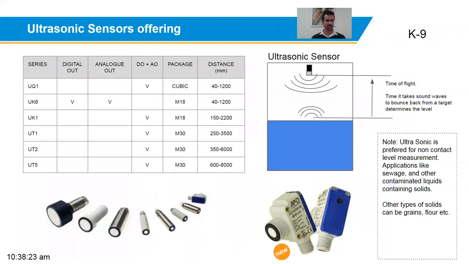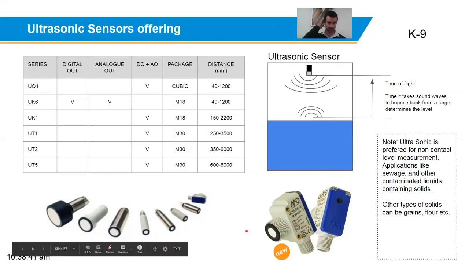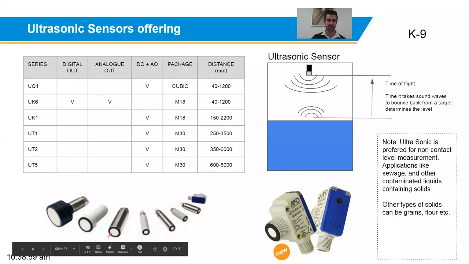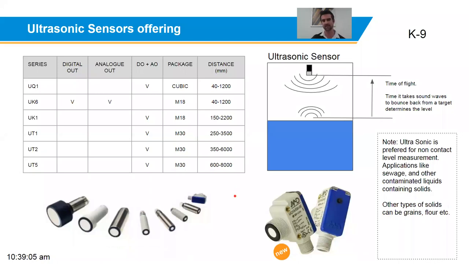Okay, we're going to change the subject over to our ultrasonic sensors, page K9. A lot of you might have noticed that we've really increased the ultrasonic range quite a lot. We've included the new cubic type sensors, as you can see over here, as well as increased the range and included the UT5, which can do up to 8 meters measuring distance. You can see UT1, UT2, and UT5 are all M30, but have different size heads depending on 3.5, 6, or 8 meter sensing distance.